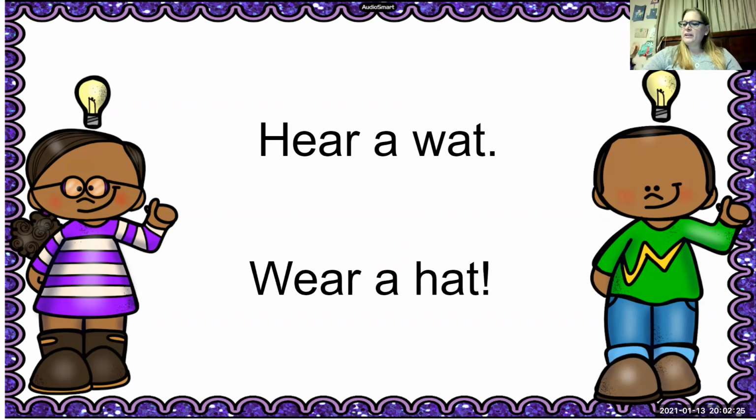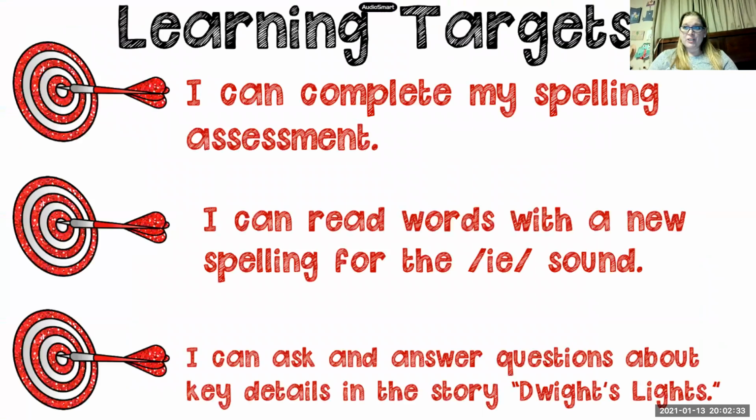Very good. All right. So our learning targets for today are: I can complete my spelling assessment, which we're actually not going to do. So yay. So we're not going to do that one. I can read words with a new spelling for the I sound. And I can ask and answer questions about key details in the story Dwight's Life.